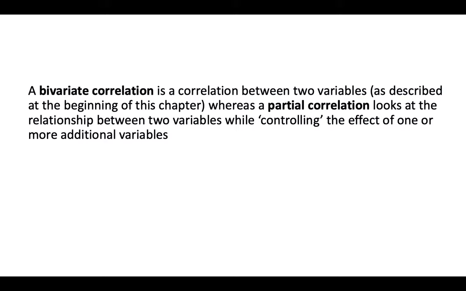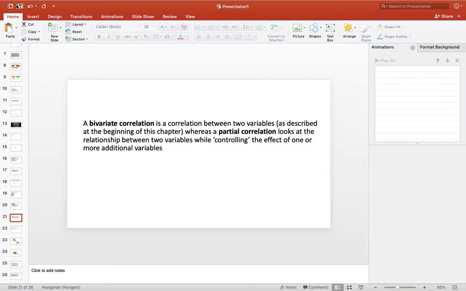There are two types of correlation. Bivariate correlation is a correlation between two variables, and partial correlation looks at the relationship between two variables by controlling the effect of one or more additional variables. Bivariate correlation can be Pearson, Spearman, and Kendall. And now we will do this in SPSS.